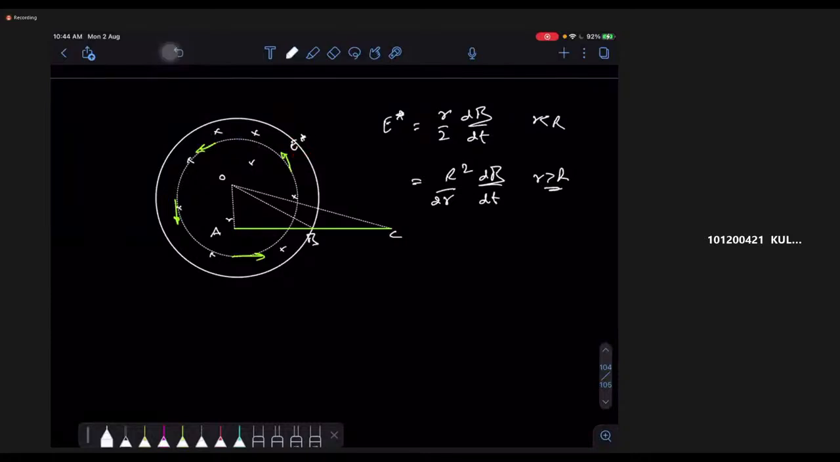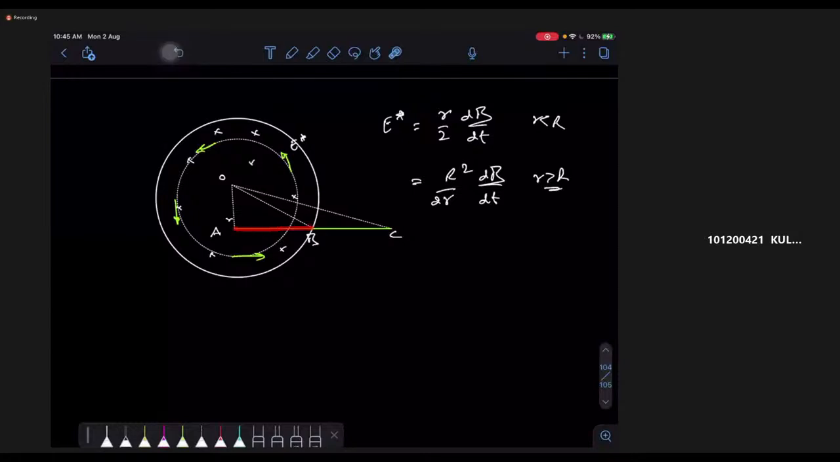So what does Lenz's law say? If my internal flux is increasing, if B is increasing, the flux is increasing inward. So my induced flux will be in the outward direction as a dot. So current will be in the clockwise direction. So E star will come out tangent in a clockwise direction.